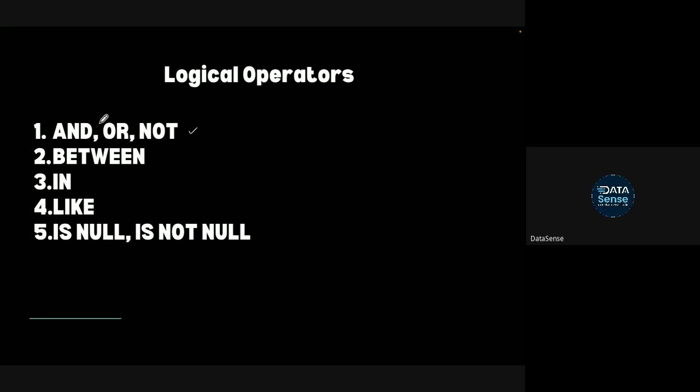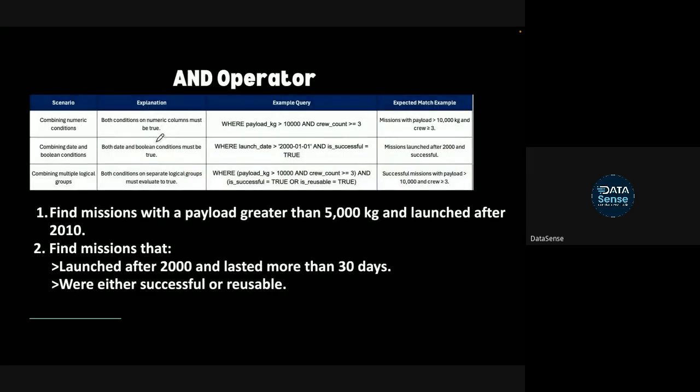We discussed AND and OR in the class, but now we will discuss them structurally. What is AND and what is OR? Then there is BETWEEN, IN, IS NULL and IS NOT NULL. So these are 5 to 6 logical operators that we are going to cover today. First of all, let us discuss the AND operator.